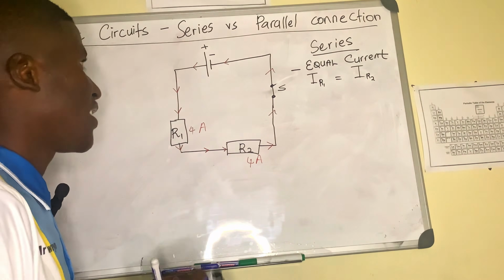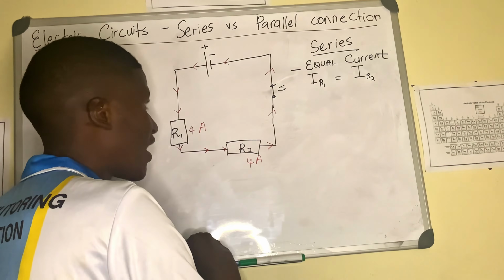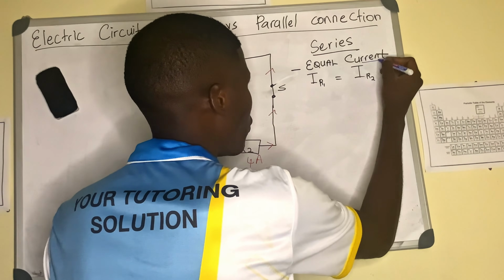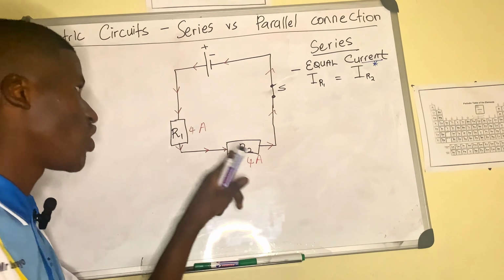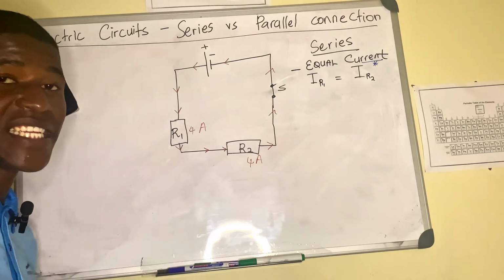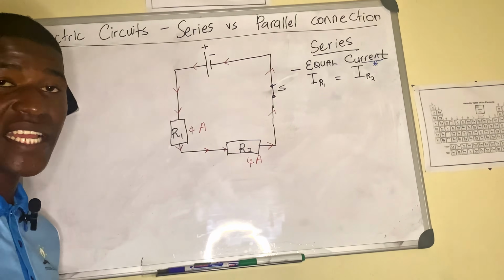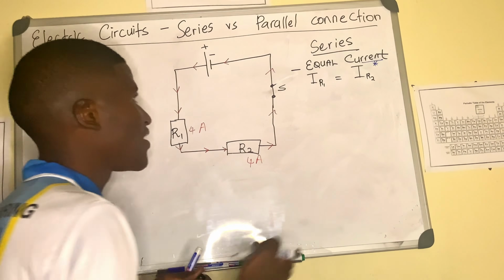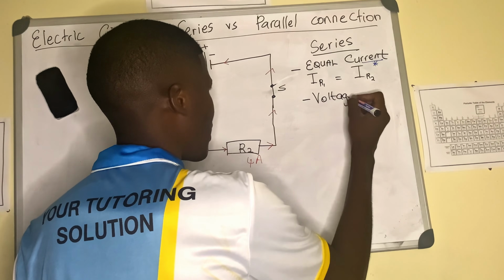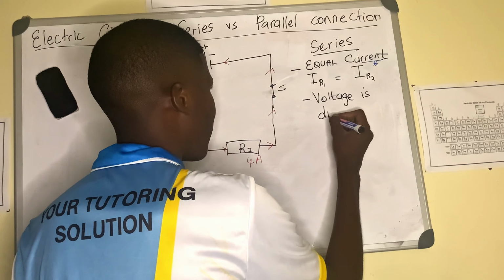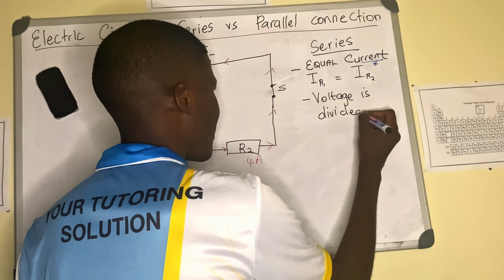Now, what about the other quantity that we know? Because we can not only talk about current alone, we can also talk about the voltage if we have got two resistors that are connected in series. So now we say that the voltage is divided when we have got a series connection. So the voltage is divided. So what does this mean?